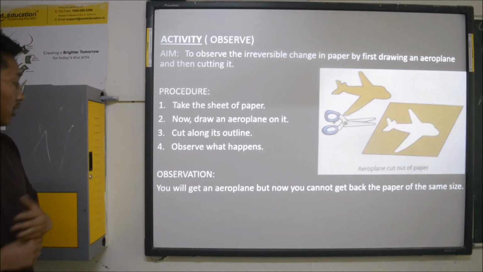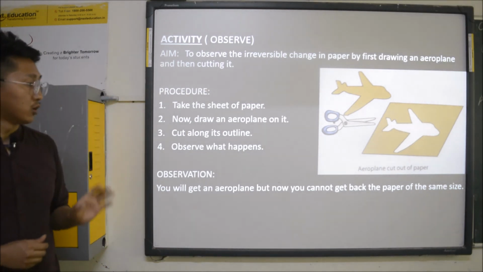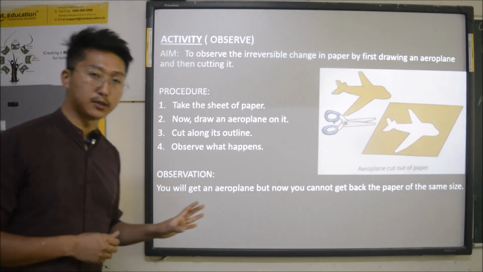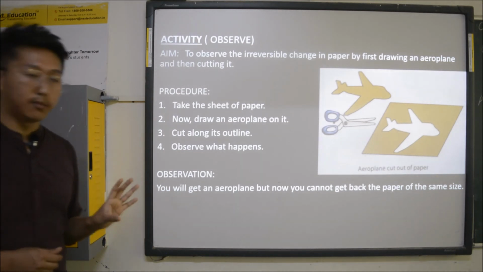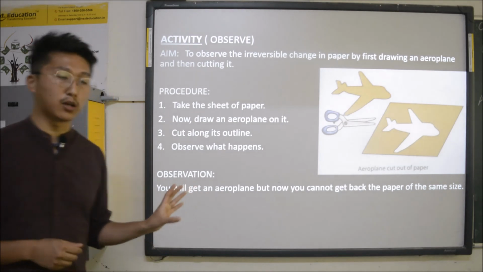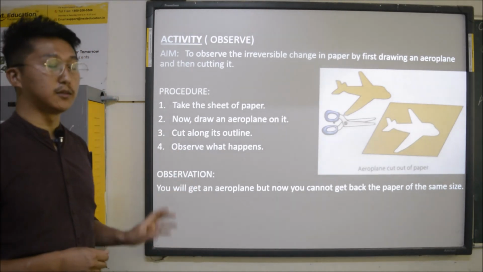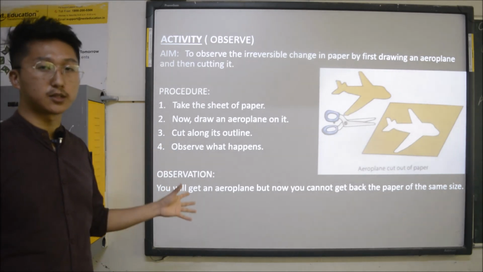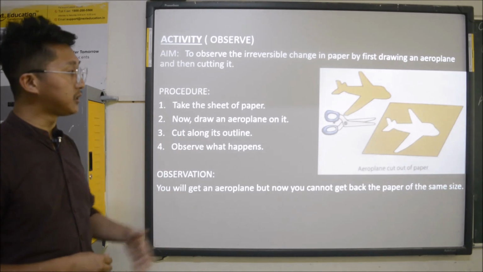Our observation will be that we get an aeroplane, but now we cannot get back the paper of the same size. Okay, so this is the irreversible change. In this activity we observe that irreversible change is going on, so we cannot get back the initial size of the paper.